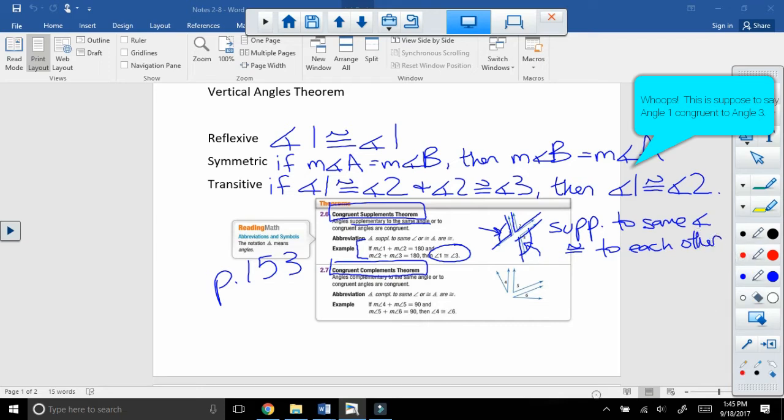And the congruent complements theorem basically says the exact same thing, except now we're going to have two angles that are complementary to the same angle. So here in this picture, angle 4 and angle 6 are both complementary with angle 5. So what that would mean about 4 and 6 is they are congruent to each other. So when they are complementary to the same angle, then they are congruent to each other.